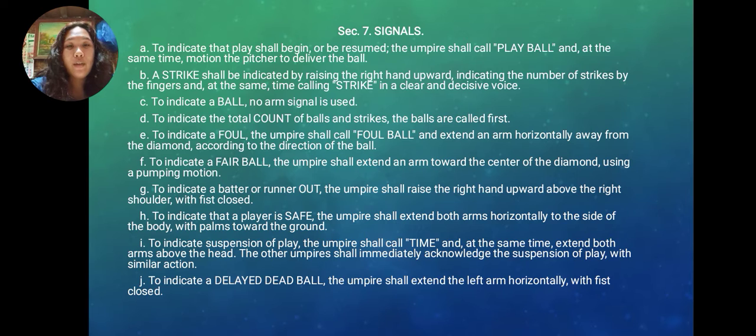For letter I, to indicate suspension of play, the umpire shall call time and at the same time extend both arms above the head. The other umpire shall immediately acknowledge the suspension of play with similar action. For letter J, to indicate a delayed dead ball, the umpire shall extend the left arm horizontally with the fist closed.